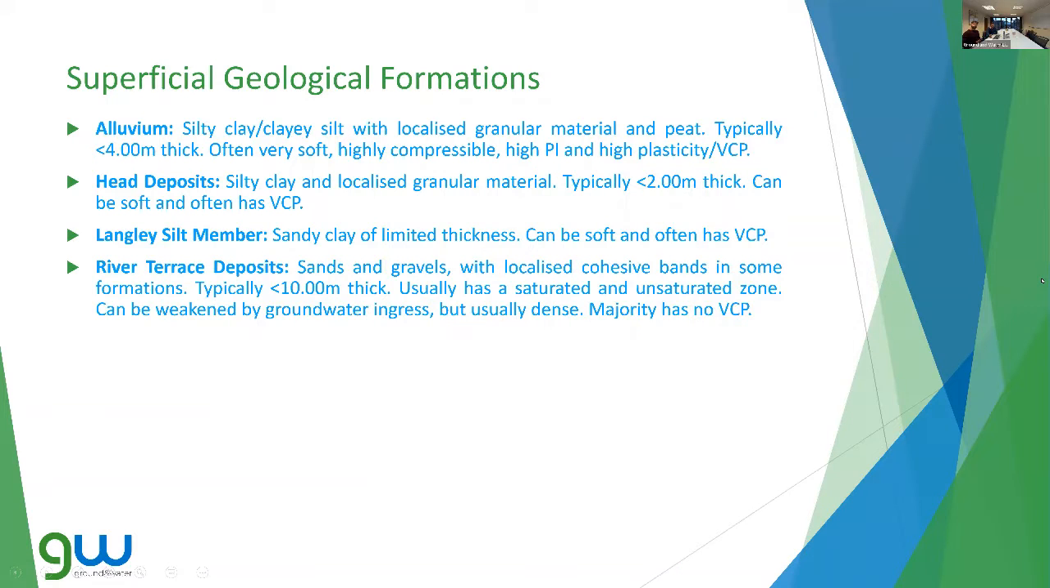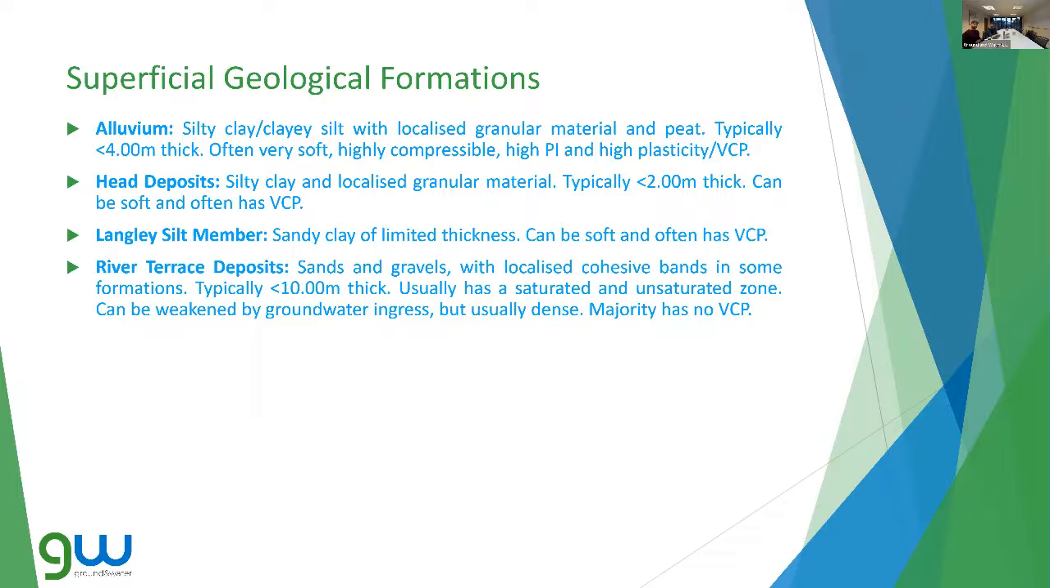Yes, so a little bit on the geological background for London. Superficial deposits. The London geology does contain alluvium. That's usually a silty clay, probably more than 4 meters thick. It could include granular material, cohesive, or peaty material. It's often very soft, highly compressible. People obviously know about it. It's usually around the Thames and other watercourses. It varies in plasticity, and usually it has volume change potential, which could be high.